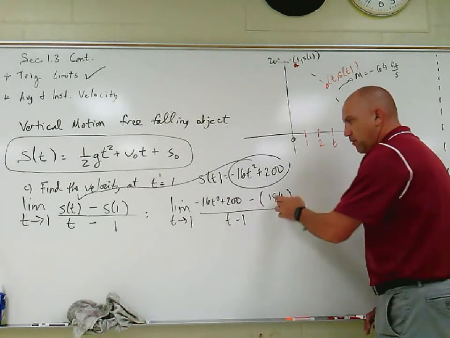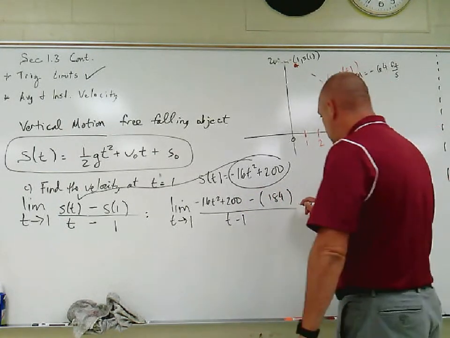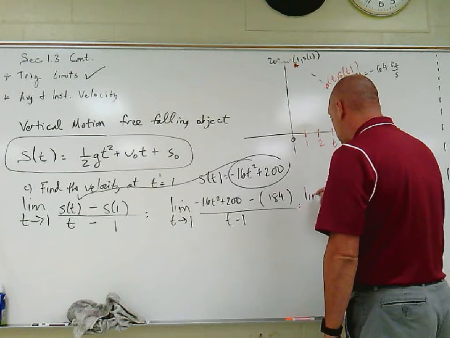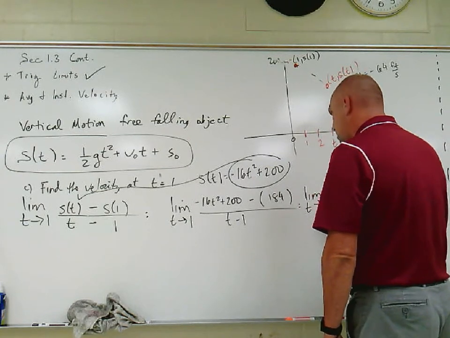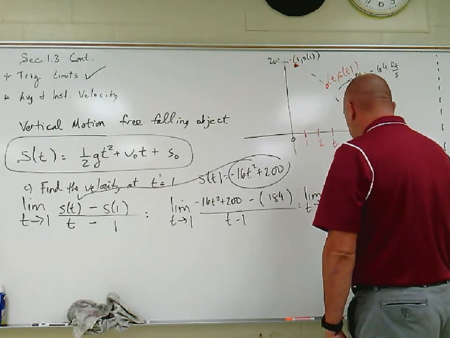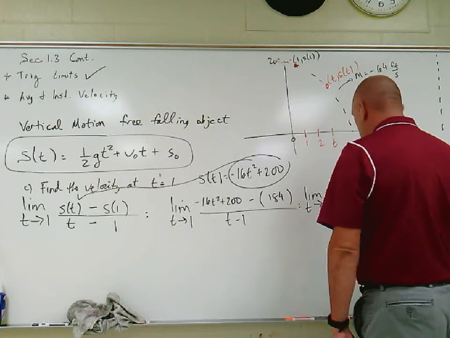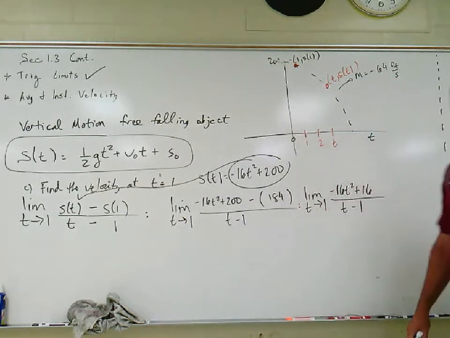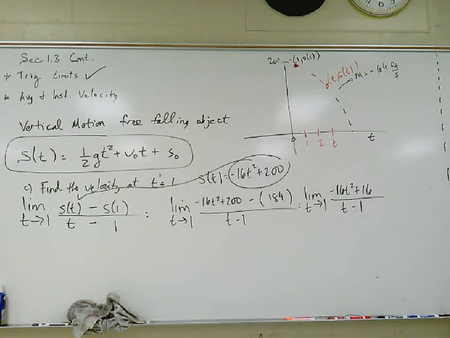200 minus 184 is what? 16. I needed that 16, that's important. So now I have the limit as t approaches 1 of negative 16t squared plus 16 over t minus 1. I would love to do direct substitution, but I know I still can't. Why can't I? It's still going to be 0 over 0.